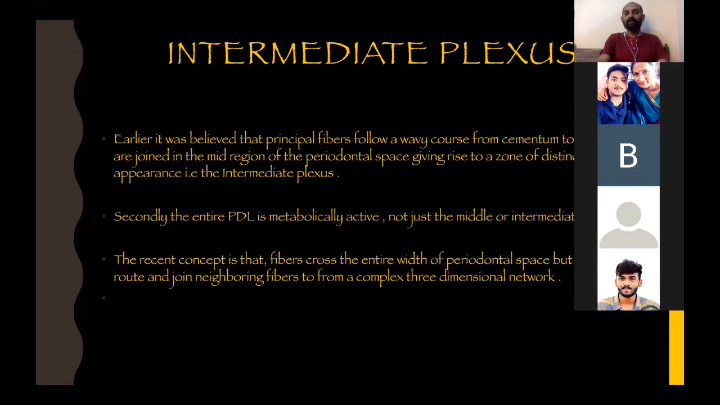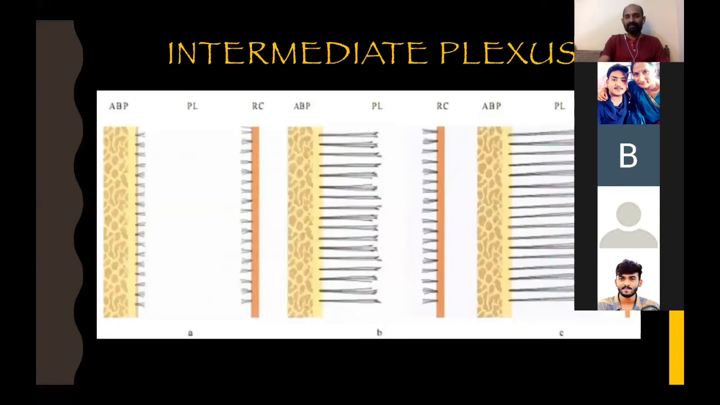Then the third group of fibers is what is called the intermediate plexus. So what do you mean by a plexus? Plexus meaning a network or some communication. Now if you remember the development from yesterday's class, on this side is your alveolar bone, and on this side is your cementum, which is mentioned as RC, that is your root cementum.